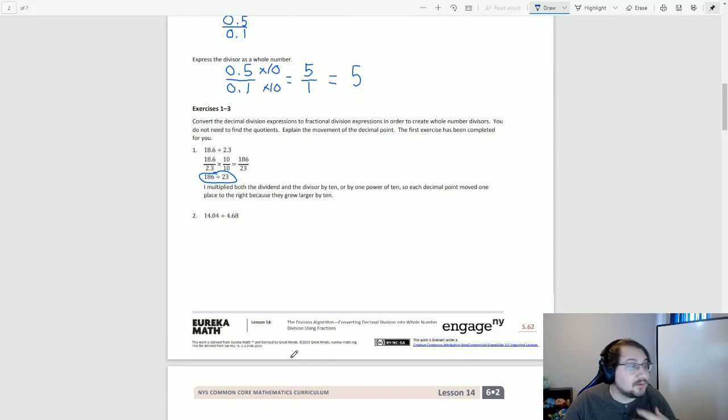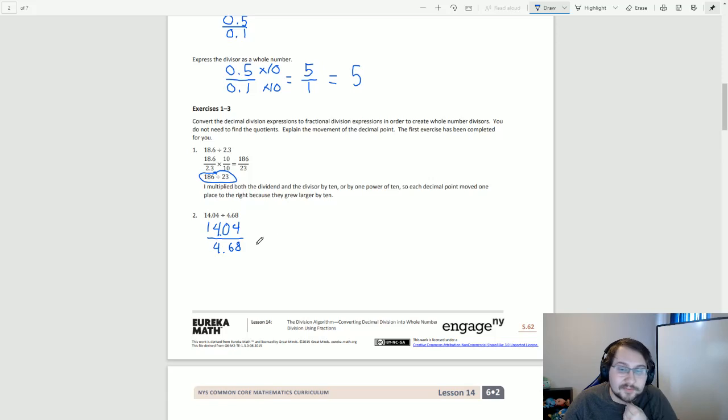So now it's our turn. I have 14.04 divided by 4.68. Again, what I want to do first is take this and change it into a fraction. I've got to put my decimal place in. 14.04 over 4.68. So now, instead of having dividend and divisor, I have numerator and denominator. But again, they're the same thing in this scenario.